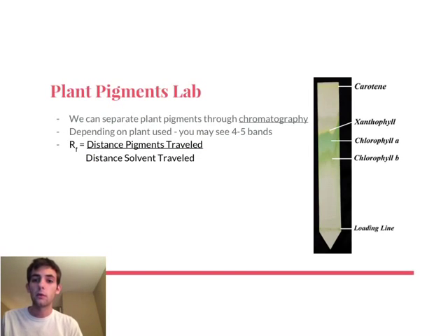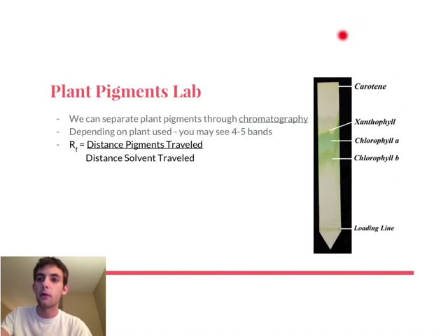To tie this into what we're going to do tomorrow in lab, we're going to separate out the pigments of a spinach leaf. We're going to do this following a list of directions that will be provided to you. The main idea is separating pigments through a process known as chromatography, which is something you might recall doing in chemistry. Depending on the type of plant you use, we can see up to 4 to 5 bands. Each of those bands is going to represent a different type of pigment or accessory pigment.